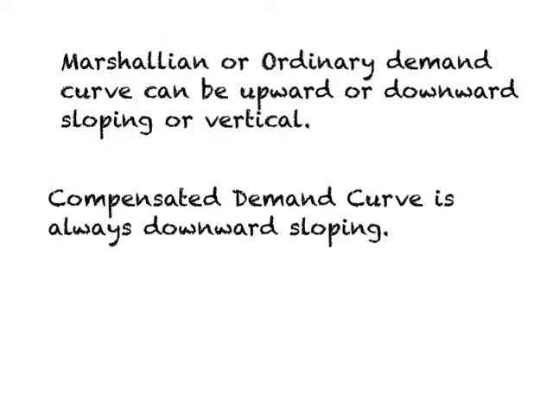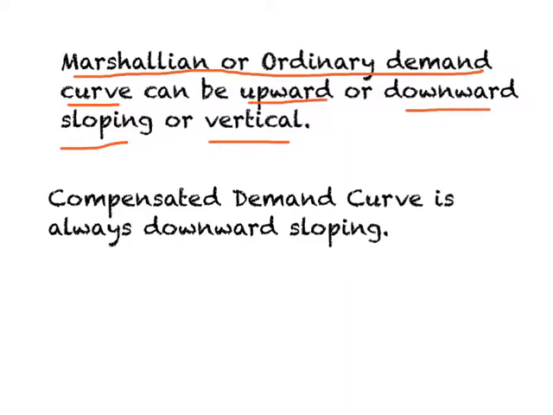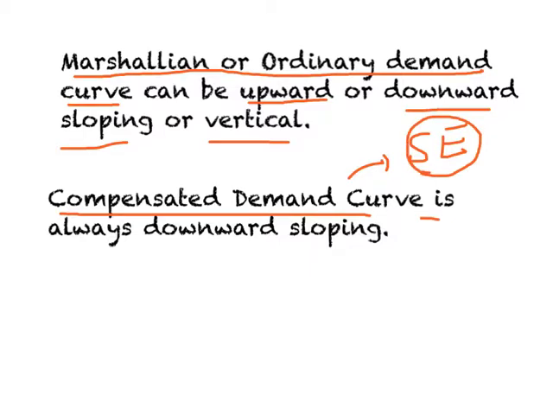Now, two things that we should remember about these different demand curves. As far as the Marshallian or ordinary demand curve, this we know is based on price effect, which is made up of substitution and income effect, and this type of demand curve could be upward or downward sloping, or can also be vertical. As far as compensated demand curve goes, this is purely based on substitution effect, where we have removed the income effect, and for substitution effect we have an unambiguous result, and so this curve will always be downward sloping.